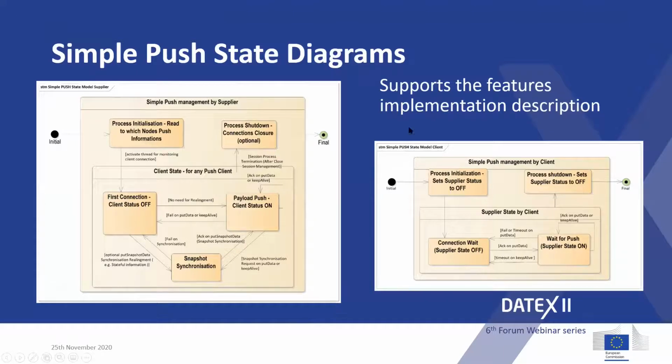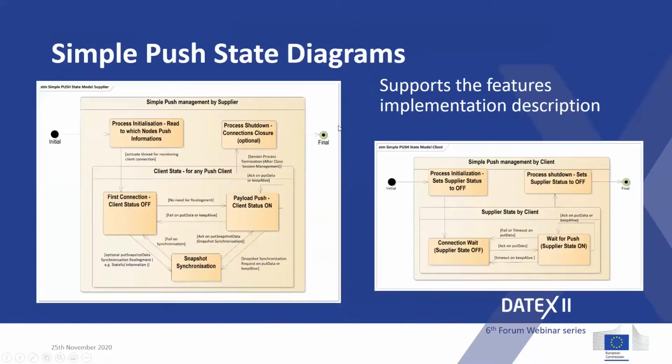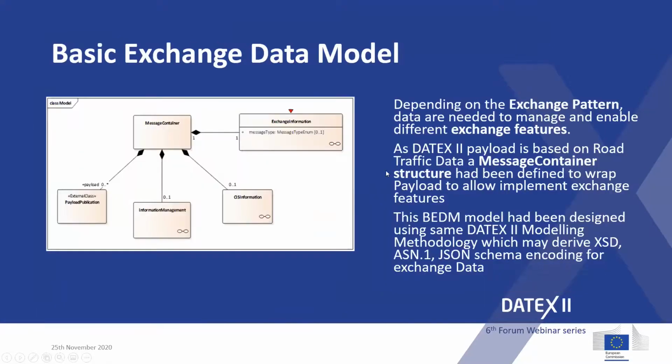These state diagrams are describing the state of the client and the supplier exchange interfaces, and these are used to define the interaction as well as the sequence diagrams. So all the functional exchange profiles which are described use sequence diagrams and state diagrams to well understand how to manage the different situations during the exchange and handshaking.